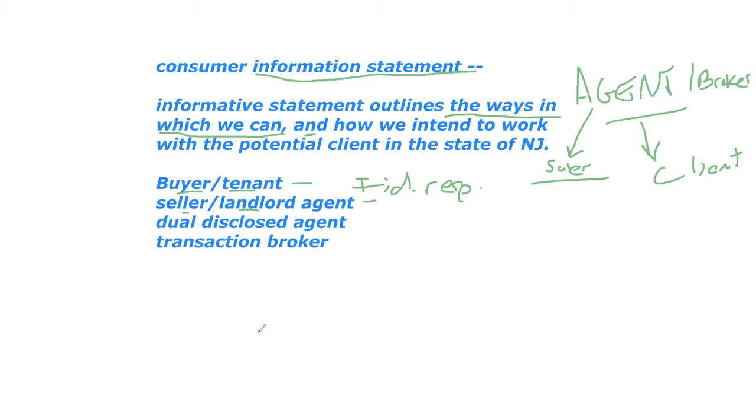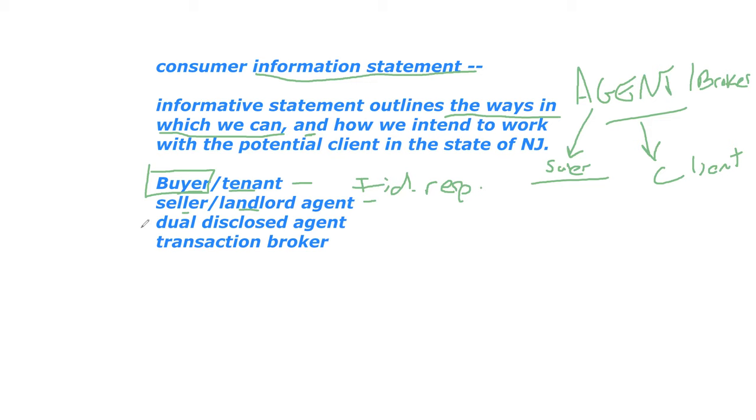And any third party, so if you represent the buyer as the client, the seller would be the customer. The customer, you only owe them fair and honest dealing. You do not owe them disclosure. You do not owe them anything unless you are legally obligated to do so.